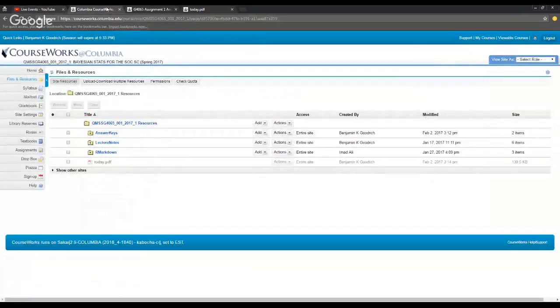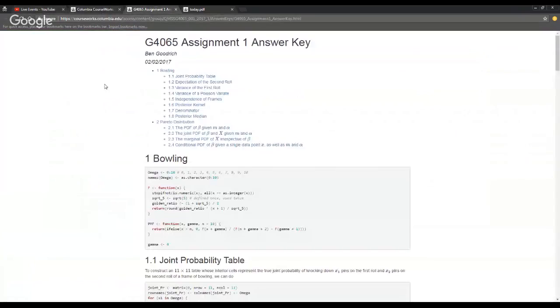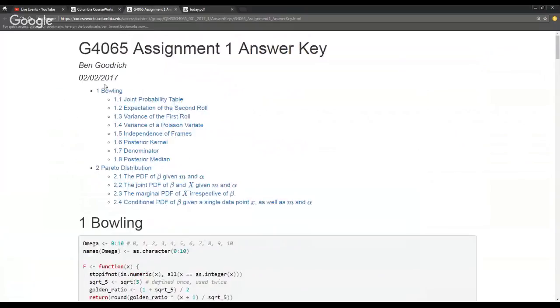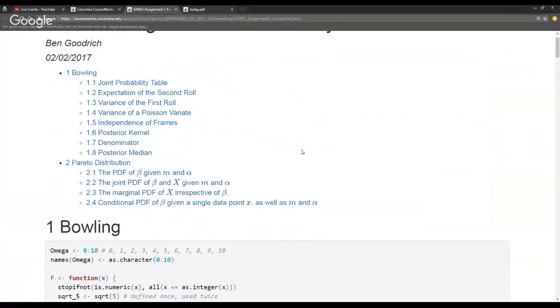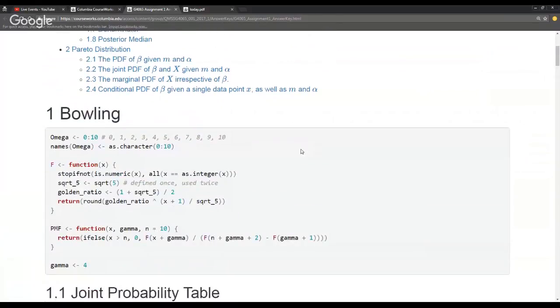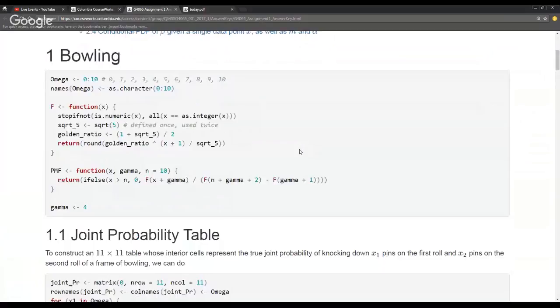Okay, so today I want to start by going over some of the homework. This is probably hard to see, so we'll make it bigger. This answer key is on Courseworks under Files and Resources, Answers Key. So the first question was about bowling. This is kind of a Bayesian problem with a discrete, not only data, but also discrete value of gamma.